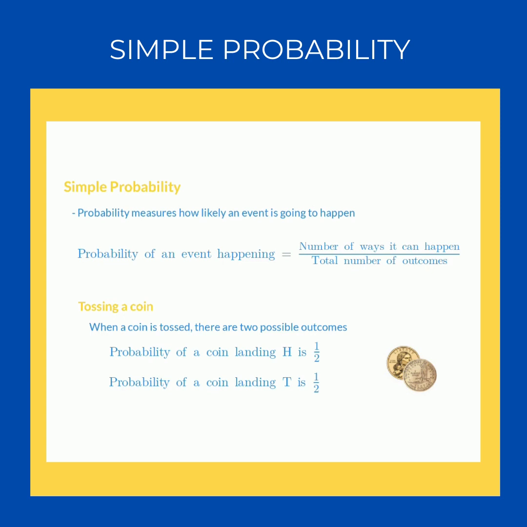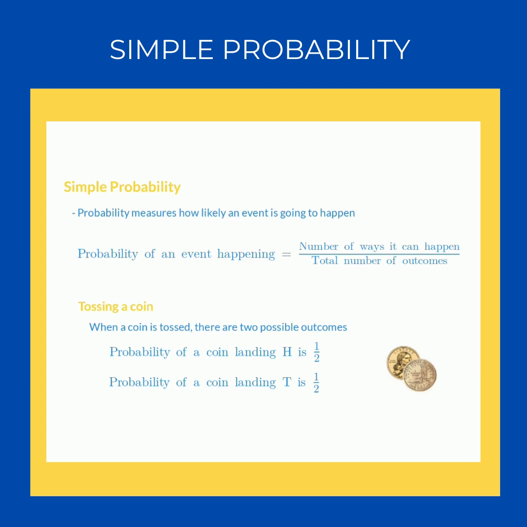So let's take tossing a coin as an example. So we all know that a coin has a head or a tail. So when a coin is tossed, there are two possible outcomes. So I can get either a head or a tail. So the probability of a coin landing H, which is head, is 1/2. Why? Because I have only one head, so that's why I have 1 here. And the total number of outcomes is 2 because I have a head and a tail. So the probability is 1/2.